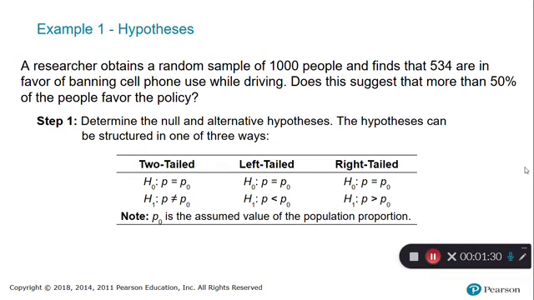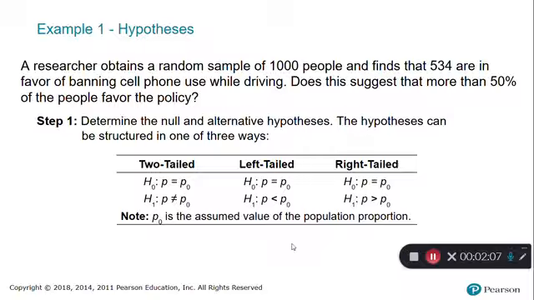Okay, so let's start with determining the null and alternative hypotheses. The hypotheses can be structured in one of three ways. Anytime that we start a hypothesis test, we have to decide which one of these we're going to use. Notice on here, they're using P a lot, and that's because we're talking about a population proportion in this example. We're talking about people who are in favor of banning cell phone use or not. Because this is qualitative data, people would be saying yes or no, so we're using a proportion. That's why it's using P's down here.